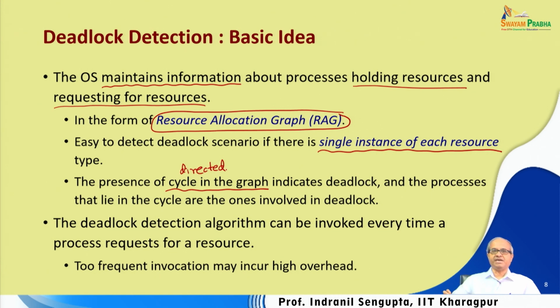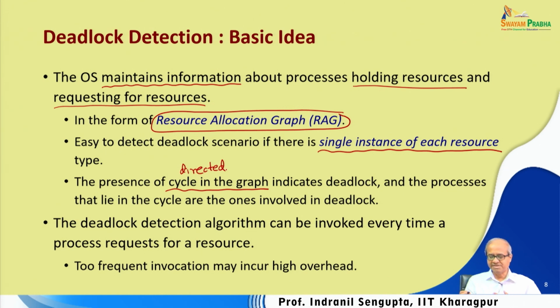Now, the other issue is that this deadlock detection, that means checking this RAG, whether there is a cycle or not, is again some algorithm that has to be run, some function has to be called. Now, the question is how frequently we should run this algorithm.